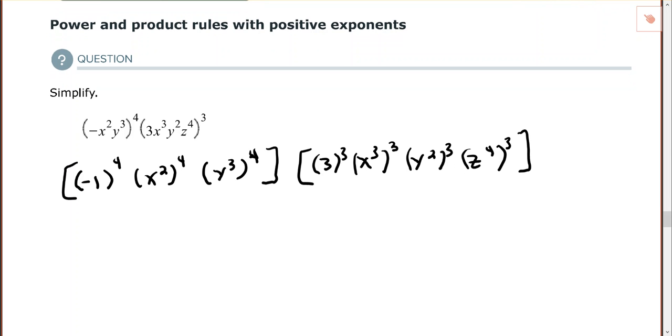All right, then simplify. So negative 1 to the fourth is positive 1, so that just becomes positive 1, understood. X squared to the fourth, x to the eighth. Y to the third to the fourth, y to the 12th. Second parentheses, 3 to the third, 27. X to the ninth, y to the sixth, z to the 12th.